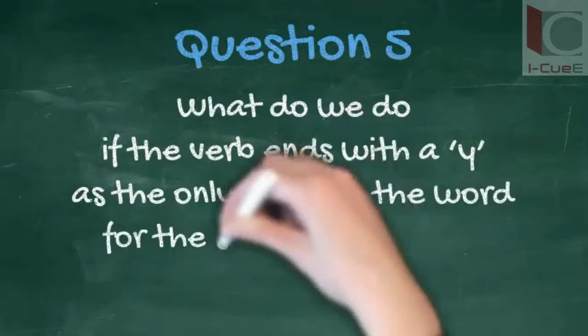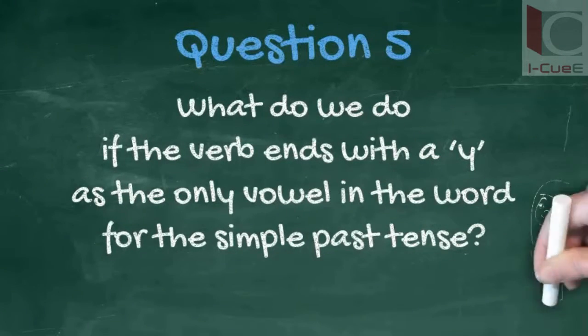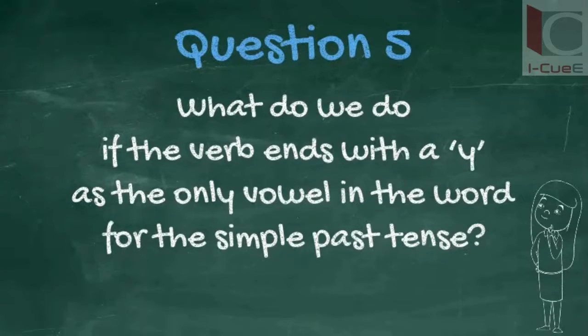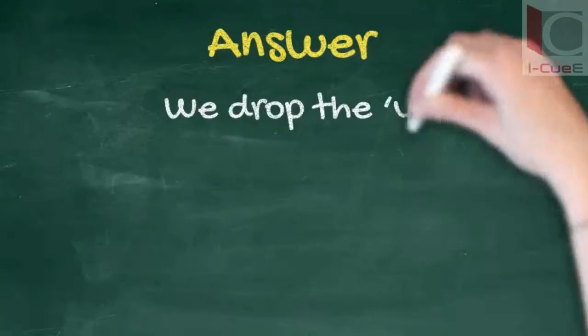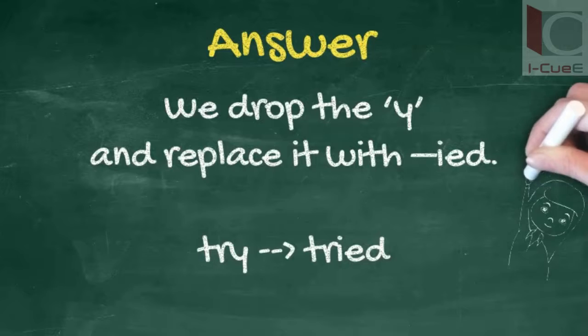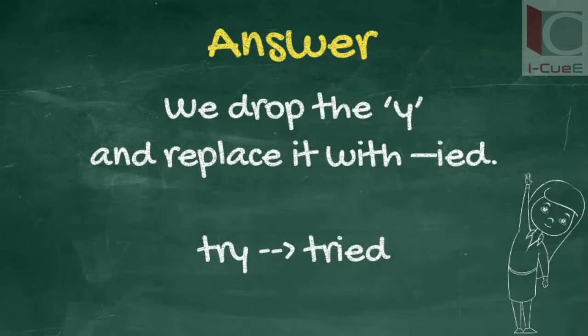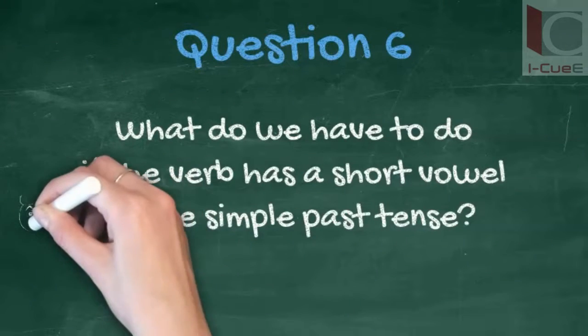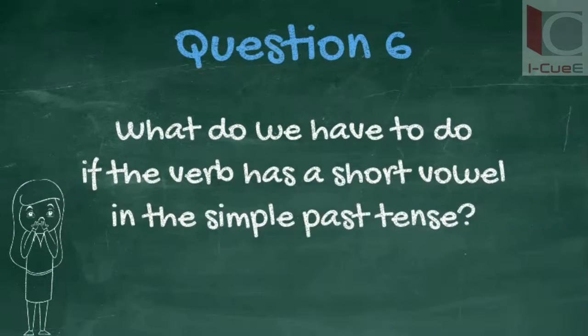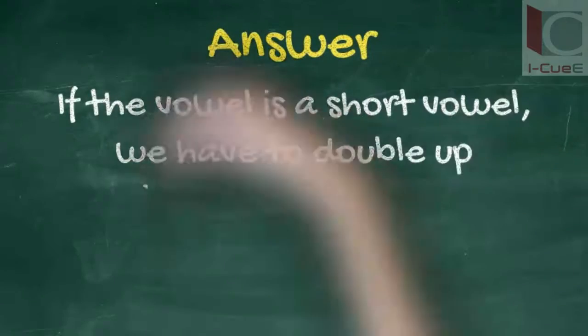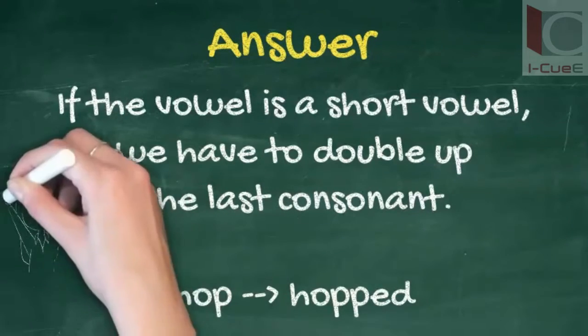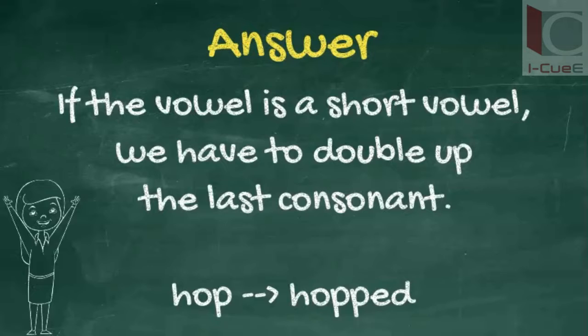What do we do if the verb ends with a y as the only vowel in the word for the simple past tense? We drop the y and replace it with ied. Example: try, tried. What do we have to do if the verb has a short vowel in the simple past tense? If the vowel is a short vowel, we have to double up the last consonant. Example: hop, hopped.